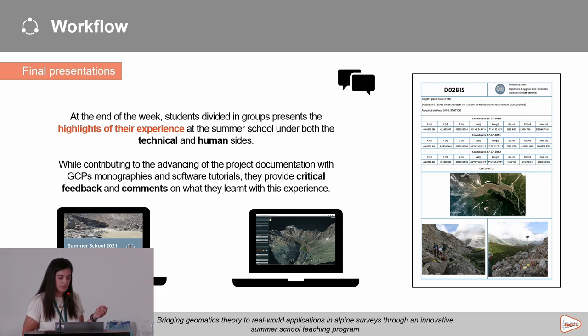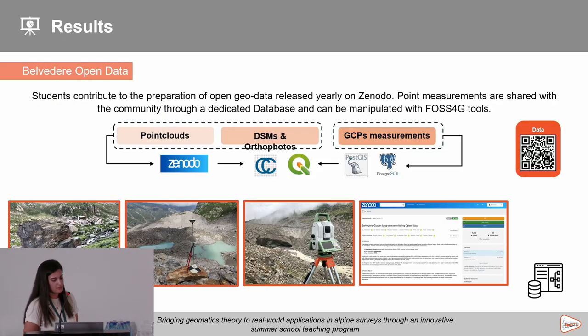They also realize how they contributed to an ongoing, real research project by advancing the project documentation of the products that are created, the monographs of the ground control points that are measured, and by improving the software tutorials, maybe suggesting some steps that were not included but that they found particularly difficult to follow. With their critical feedback and comments, we are able to understand how everything is perceived on the other side and work toward some new updates for the project.